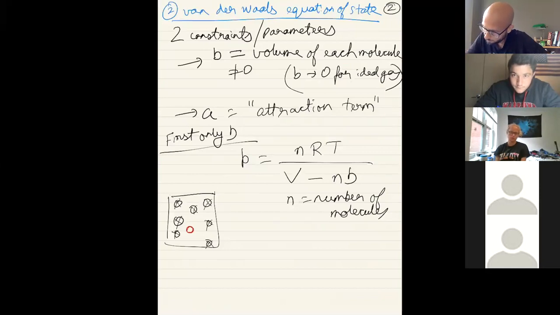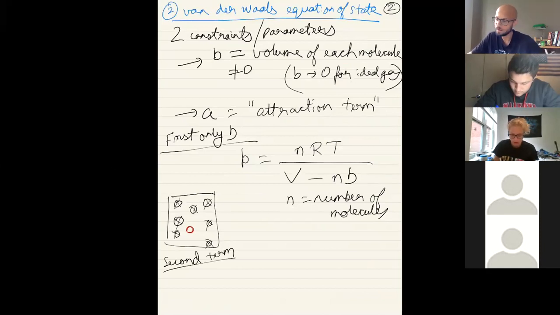The second term is a bit more subtle, but is kind of nice. We want to account for what will be the effect of attractive forces on the pressure. What should be the effect? Should attractive forces decrease the pressure or increase the pressure? Any thoughts?